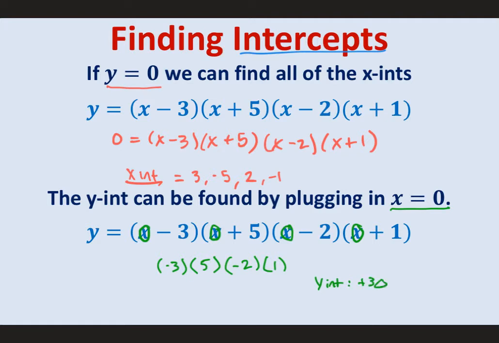Awesome. So using these zero methods, we can find the x-intercepts by making our y value equal 0 and figuring out each of the parentheses, or we can find our y-intercept by making all of our x's 0, and then multiplying what's left over.